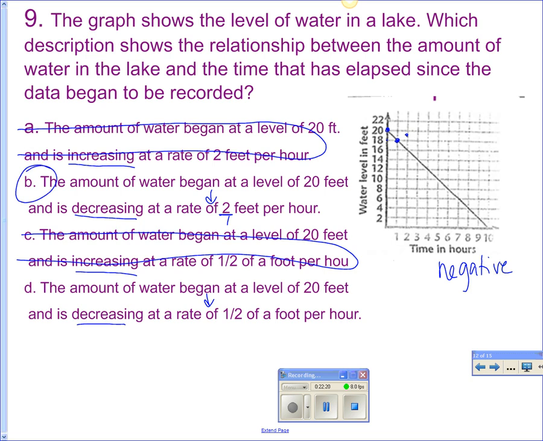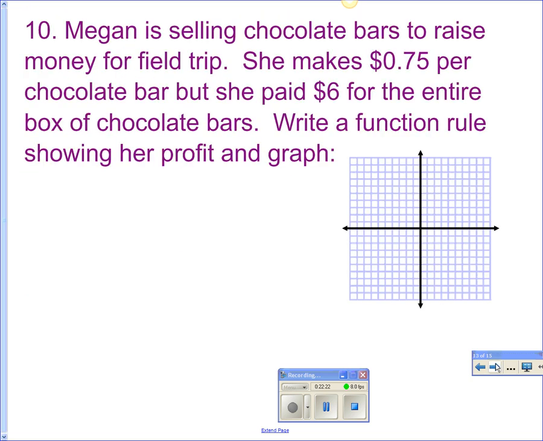All right, number 10. Megan is selling chocolate bars to raise money for the field trip. She makes 75 cents per chocolate bar, but paid $6 for the entire box of chocolate bars. Write a function rule showing her profit and graph. What do you think the key word is on this one? Well, I mean, that's important, but what's the key word? Profit. Circle that. Circle profit. Write this on your paper, please. This gets people every time.